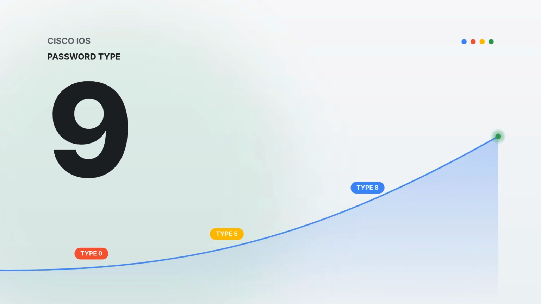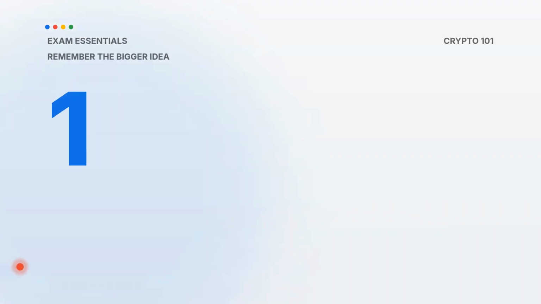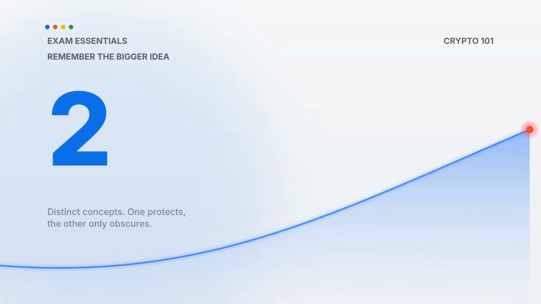Cisco IOS password types matter because not all stored secrets are equally strong. Type 0 is plain text, Type 5 is MD5 based, Type 8 uses PBKDF2, and Type 9 uses scrypt. Service password-encryption turns some plain text passwords into Type 7, but Type 7 is weak. It's obfuscation, not real modern protection. For privileged exec access, use enable secret, not enable password. It's more secure, and if both exist, enable secret wins. Quick reminder, don't confuse weak hiding with strong hashing.